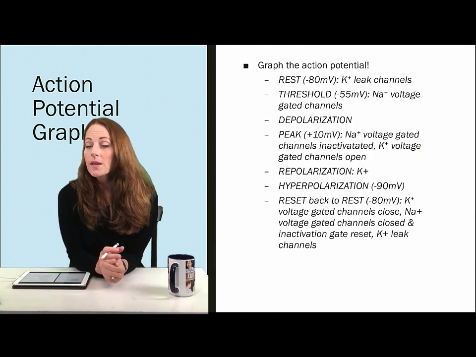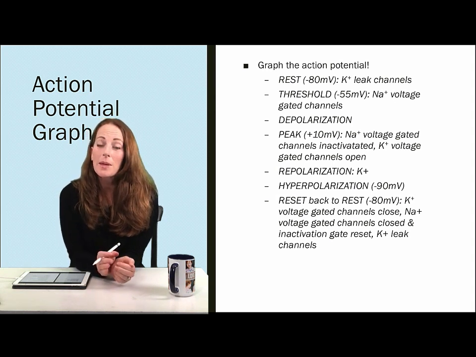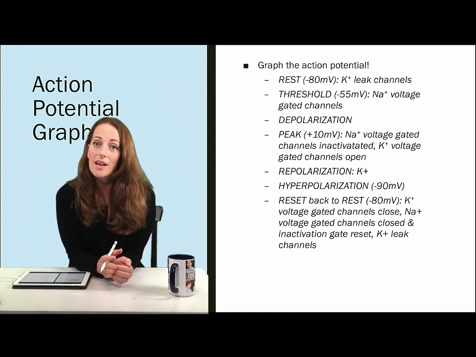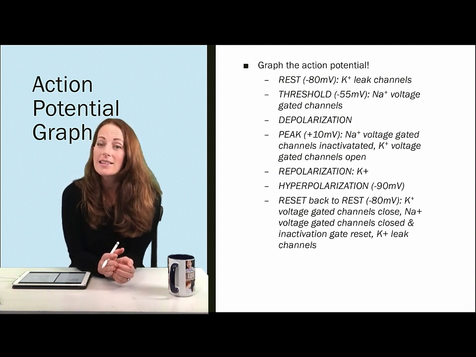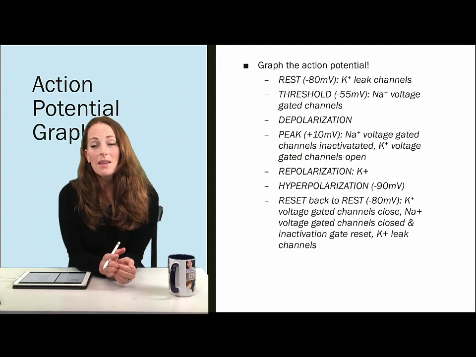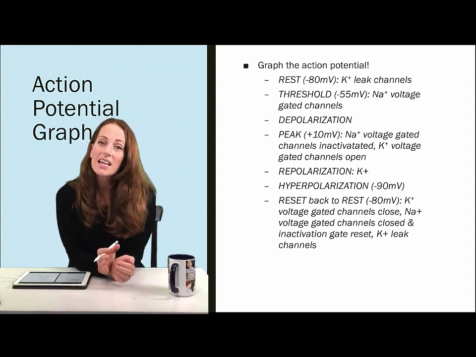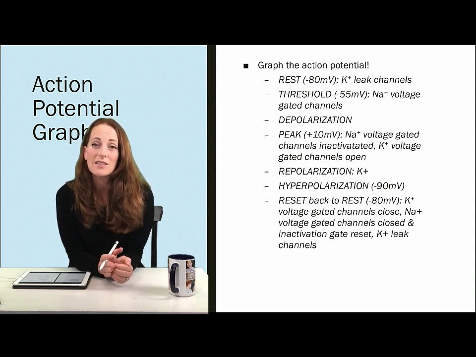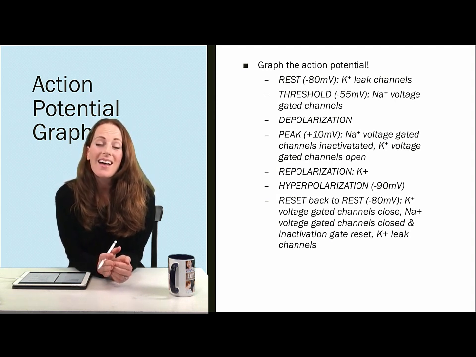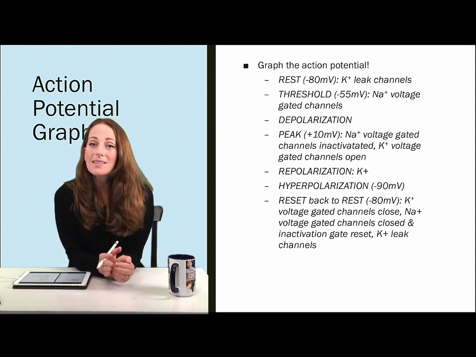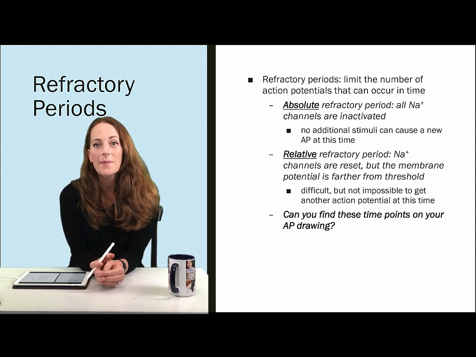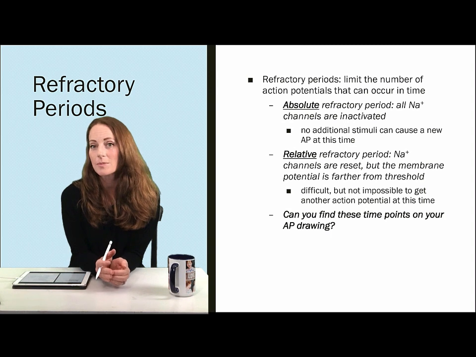Okay, so review the values here that we put on our action potential graph. Can you graph these yourself and explain the rising phase, the limited peak, the falling phase, and the after hyperpolarization phase of the action potential based on the behavior of the channels for sodium and potassium? Pause, make sure you can do that, and then we'll move on to a couple of specifics. Okay, some specifics about the action potential.